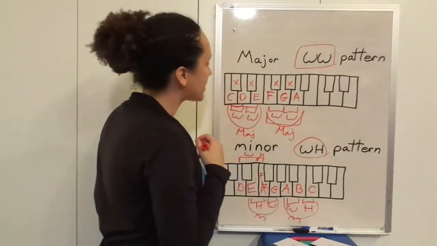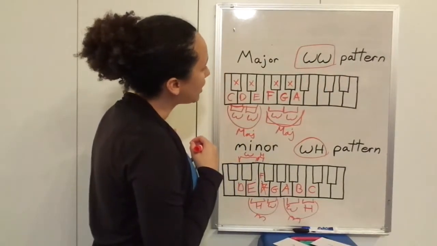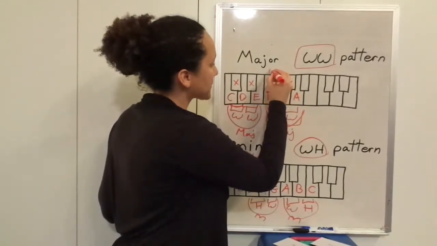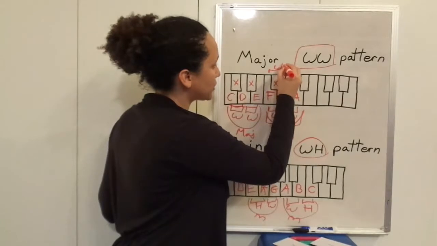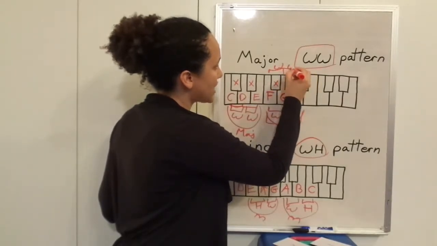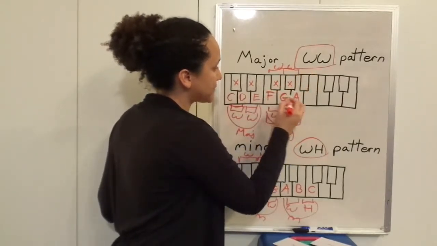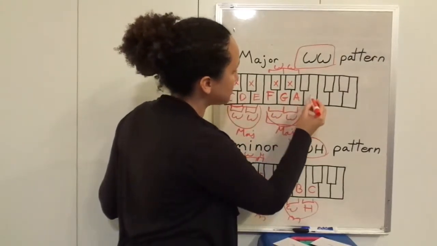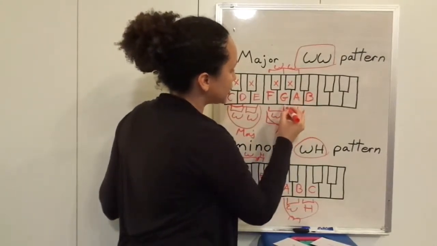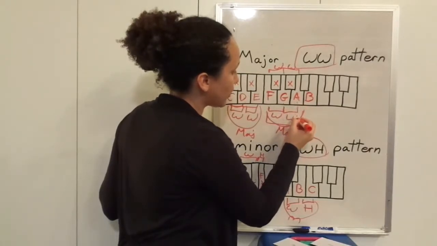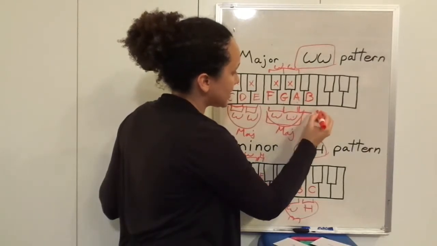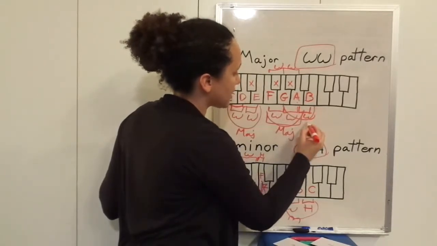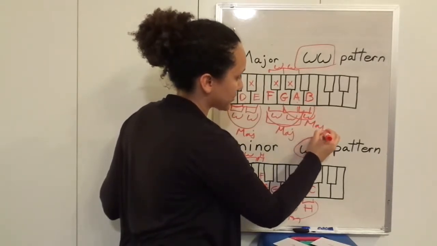Let's take a look at one more major pattern. F to A. F to G is a whole step. G to A, another whole step. So F to A. Oh wait, I already got that. Let's do G to B. G to A is a whole step, and A to B is a whole step. So there's our other major.